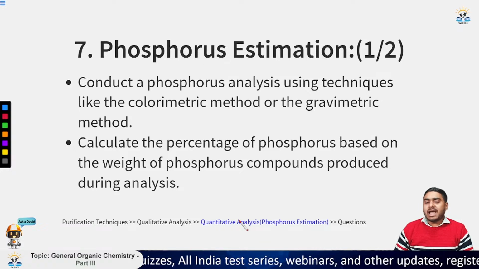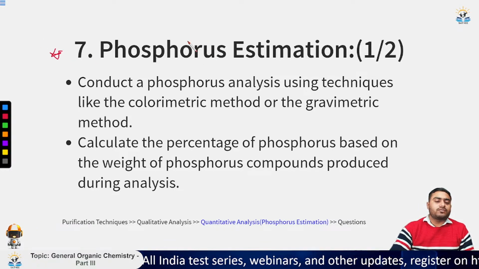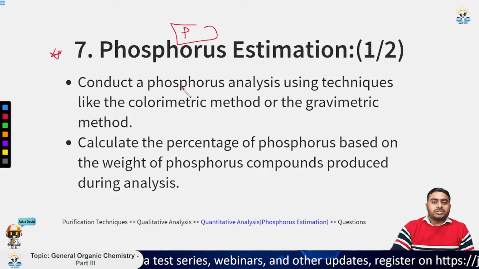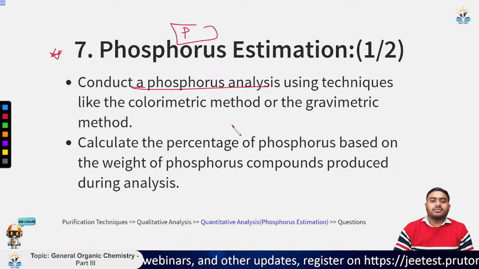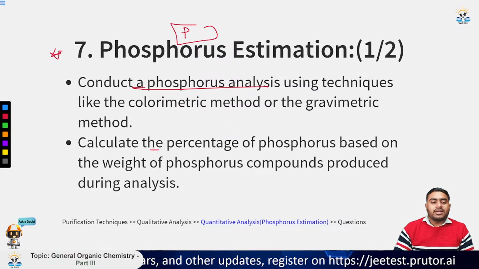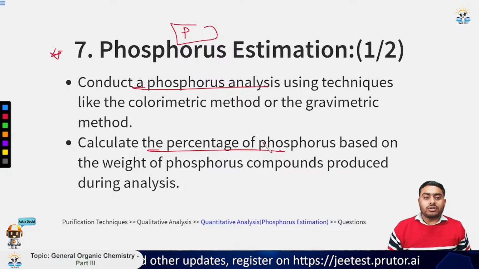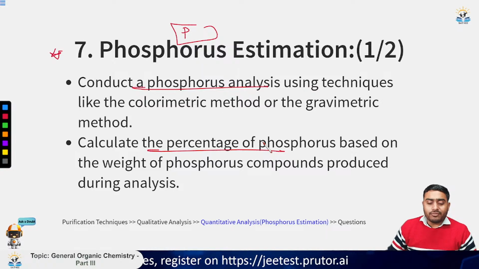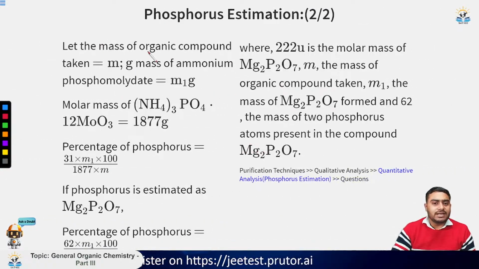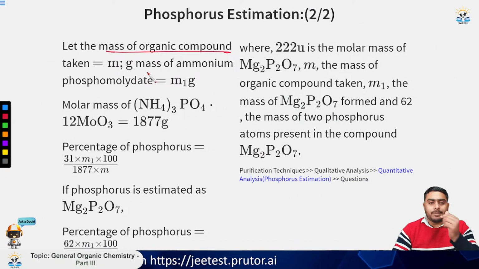Now let's discuss the estimation of phosphorus. Phosphorus is P. First of all, conduct a phosphorus analysis using techniques like the colorimetric method or the gravimetric method. Then calculate the percentage of phosphorus based on the weight of phosphorus compounds produced during analysis. So what type of phosphorus compounds are produced? You can see here. Let's suppose the mass of organic compound taken is m gram.